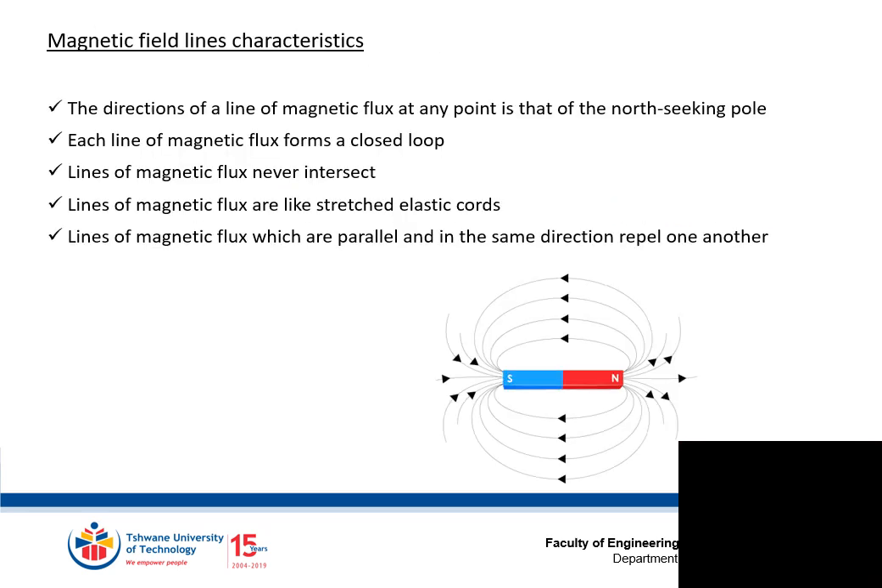Let's look at the characteristics of the magnetic field lines. The direction of the line of magnetic flux at any point is that of a north-seeking pole. Each line of the magnetic flux forms a closed loop. The lines of magnetic flux never intersect. The lines of magnetic flux are like stretched elastic cords. The lines of magnetic flux which are parallel and in the same direction repel one another.